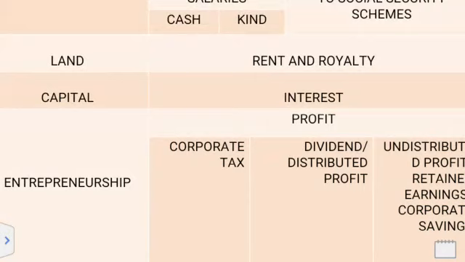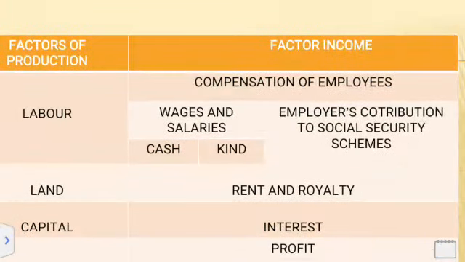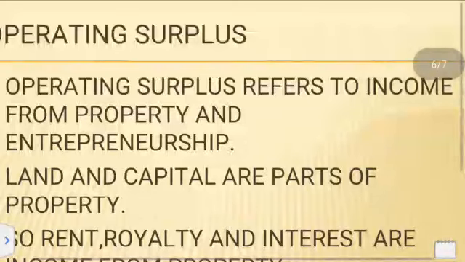If profit is given along with corporate tax, dividend, or corporate saving, in that case you have to add only profit, not its components. If profit itself is not given, then you have to find the corporate tax, the amount of dividend, and the amount of retained earning or undistributed profit. You have to add these three to reach profit. And finally you have to add up all the factor incomes to find the national income, and we will discuss this in detail. So these are various factors of production and their corresponding factor incomes.